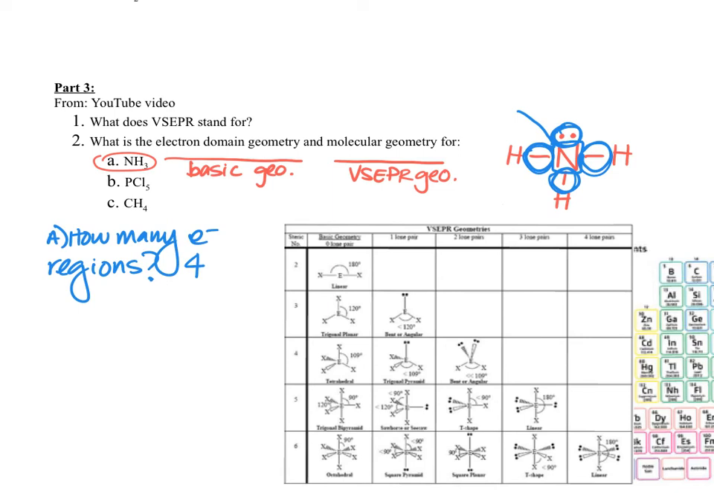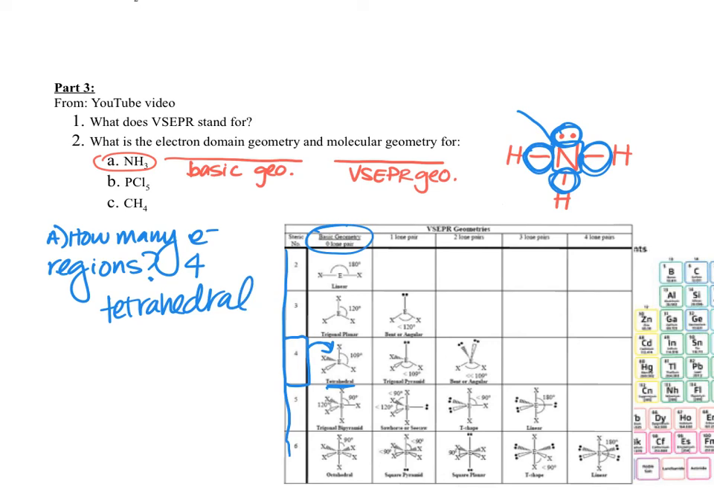So notice these numbers in this column right here, which you're going to identify as the number of electron regions. So number 4, that tells you that the basic geometry, notice it says basic geometry up top, basic geometry is tetrahedral. So your answer for the basic would be tetrahedral.